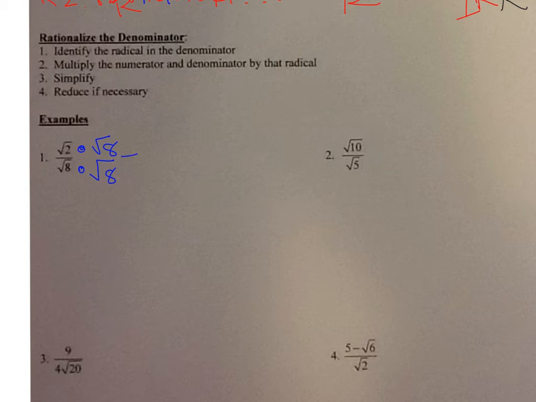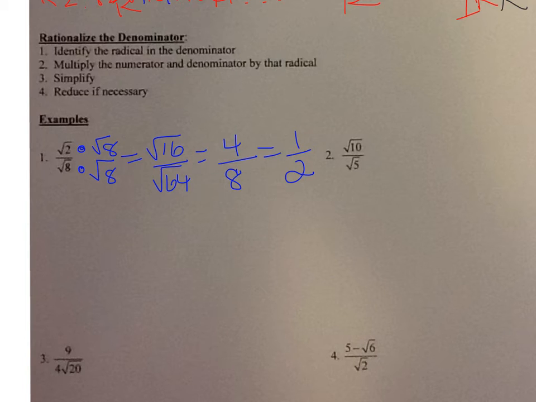Now we're going to simplify. So I have in the numerator, the square root of 2 times the square root of 8 is the square root of 16, over the square root of 8 times the square root of 8 is the square root of 64. The square root of 16 is 4. The square root of 64 is 8. So this is equal to 1/2.